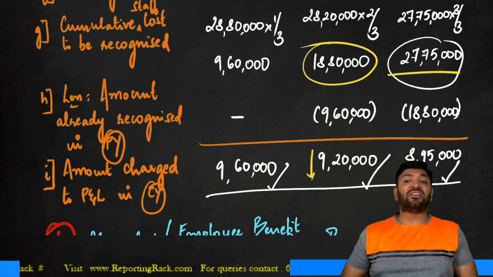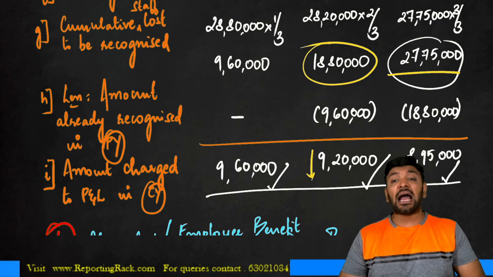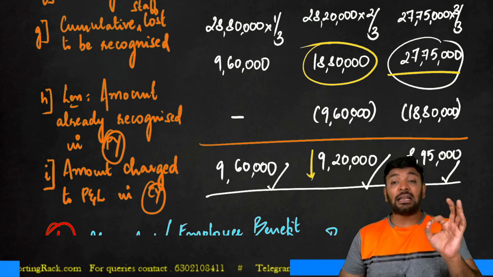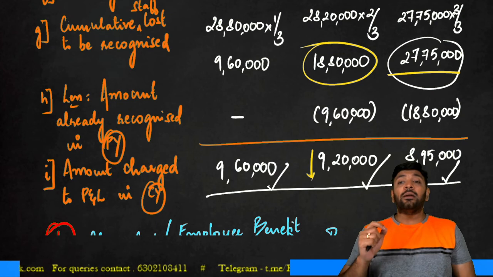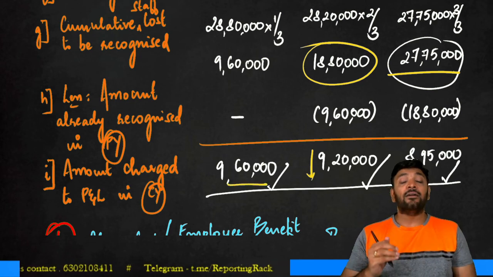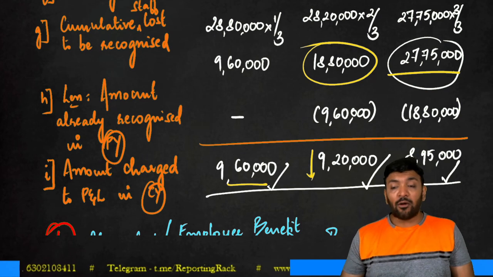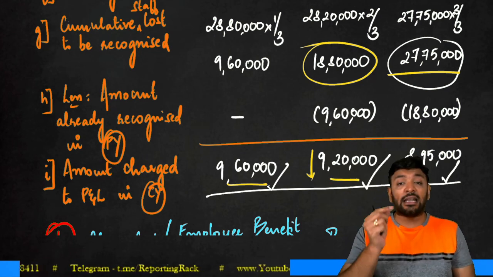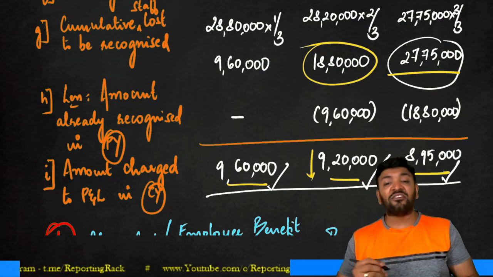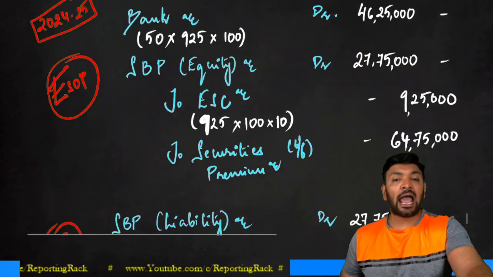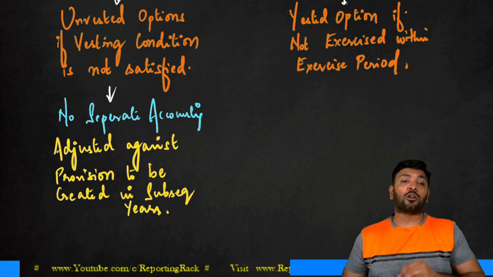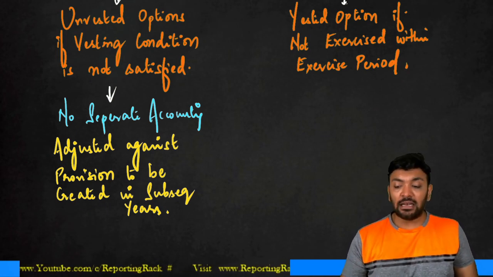If I have to create 27,75,000 over a 3 years period, then I'll have to create only a provision of 9,25,000. But look at what happened. While creating this 9,25,000 of provision, I created an excess provision of 9,60,000, which is 35,000 in excess. In the second year, I only created 9,20,000, a 5,000 deficit. So 30,000 excess provision is still existing. That's why instead of 925, I created only 895. So whenever there is a lapse, instead of writing a separate accounting entry, I'm just adjusting it against the subsequent year amount of provision. That cannot be possible in this case.